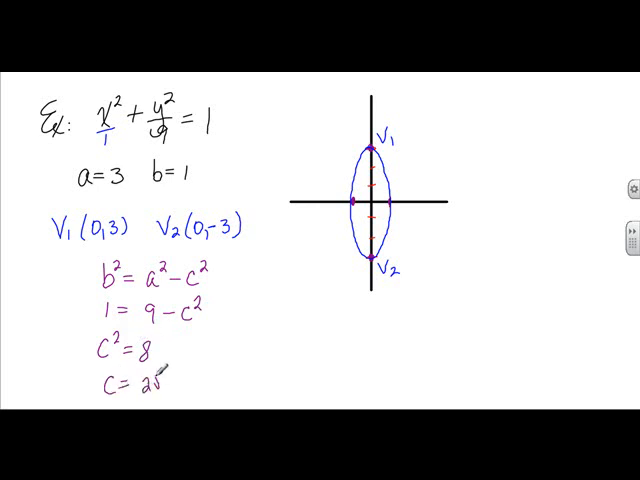So focus 1 would be at (0, 2 square roots of 2). And you could get a decimal approximation to approximate where that would belong. And focus 2 would have coordinates (0, -2 square roots of 2). The length of the major axis is 6. The length of the minor axis is 2.